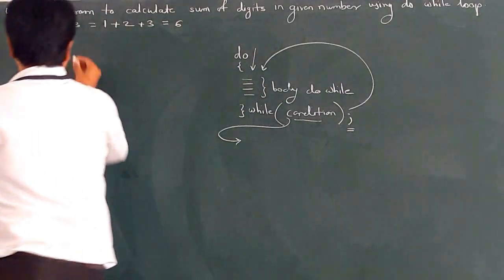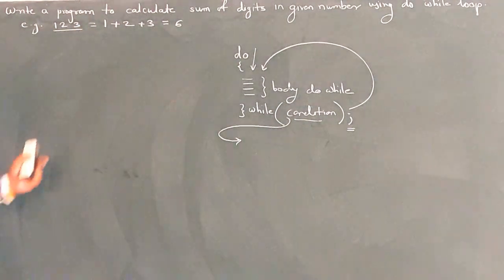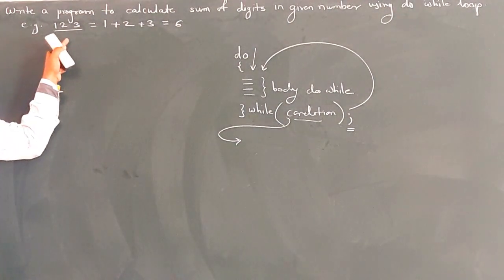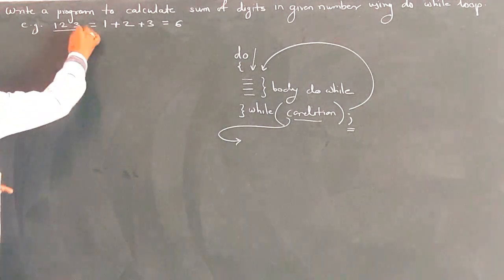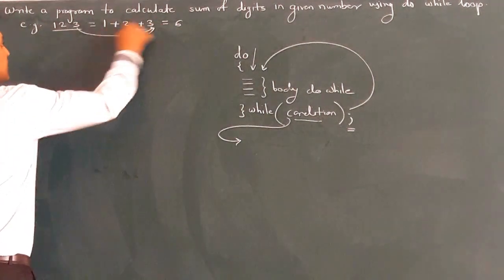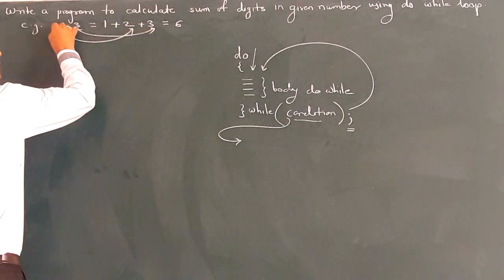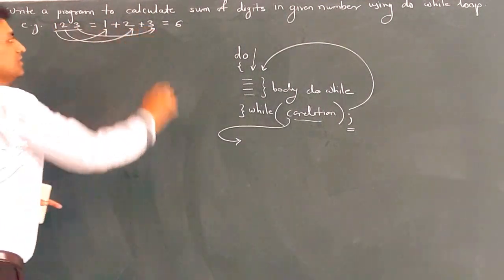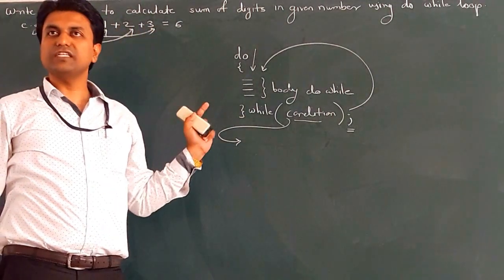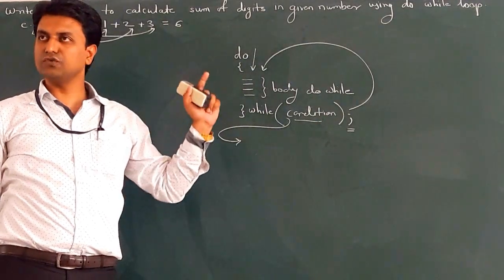Take for example the number 123. It has 3 digits: the first digit is 3, the second digit of the number is 2, and the third digit is 1. The sum of these digits is 6. So the output is 6: the sum of digits is equal to 6.